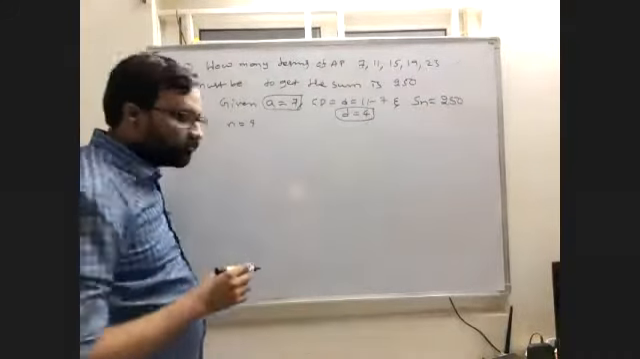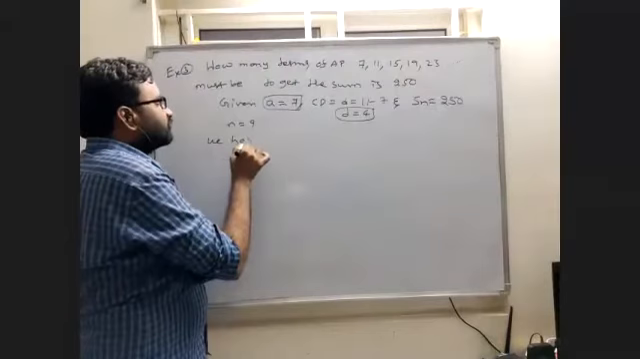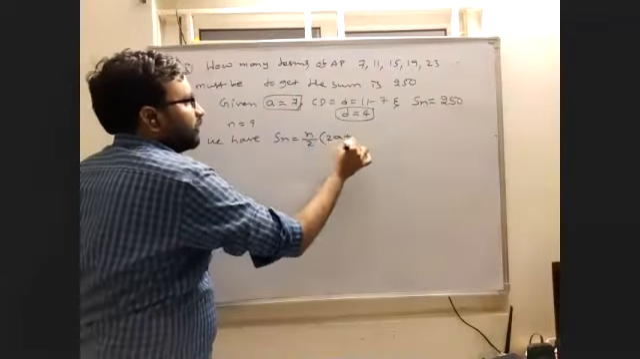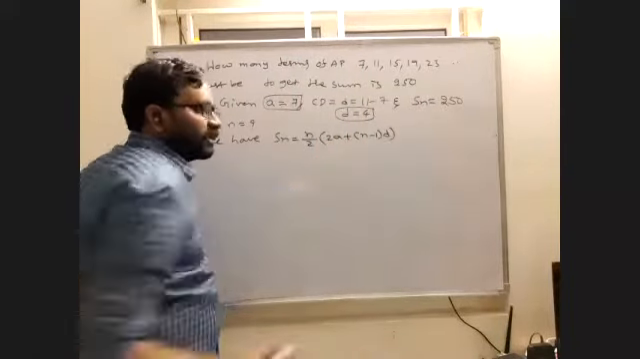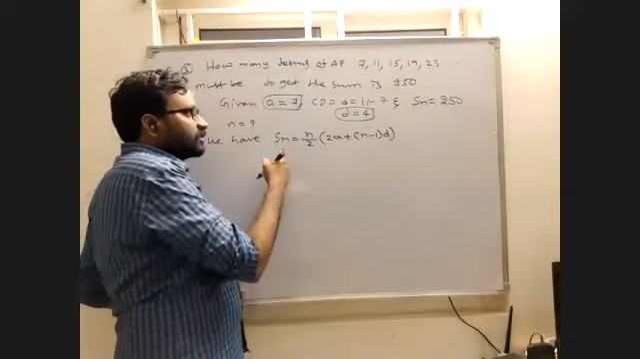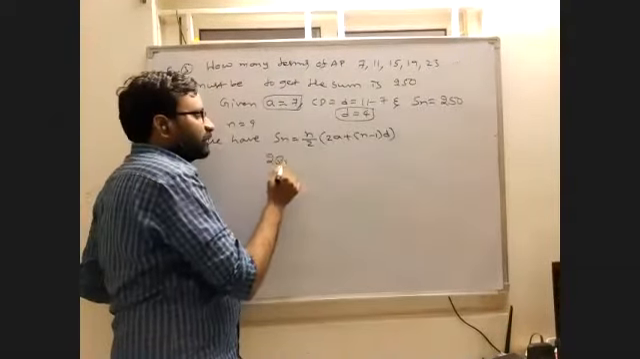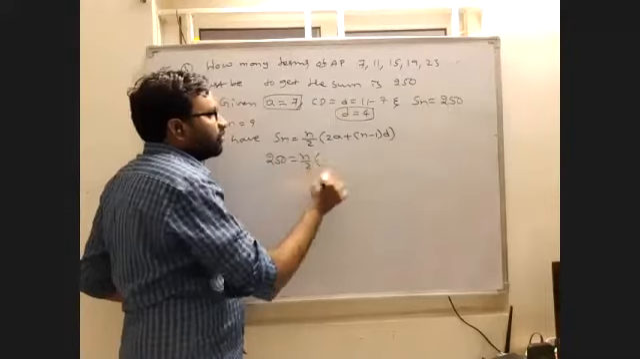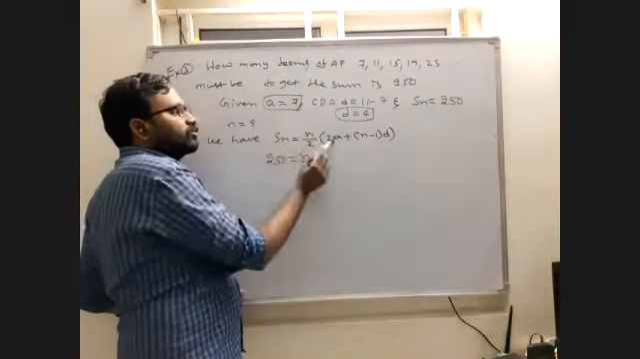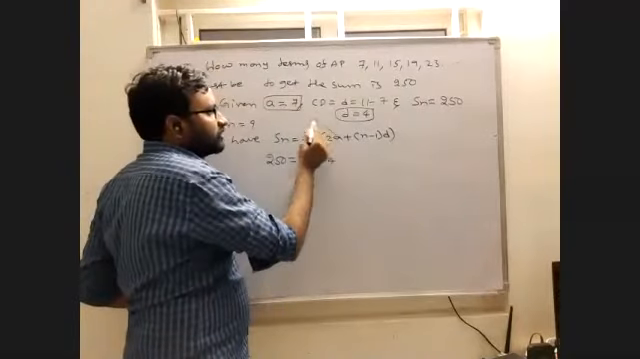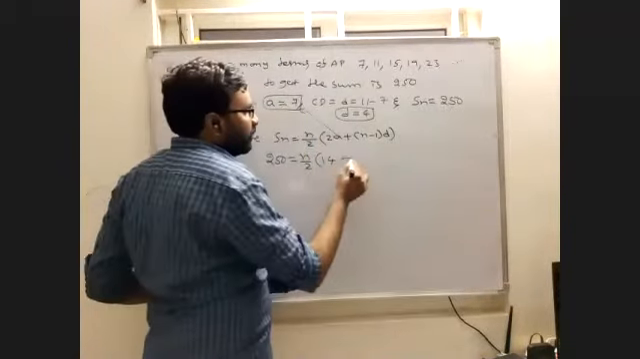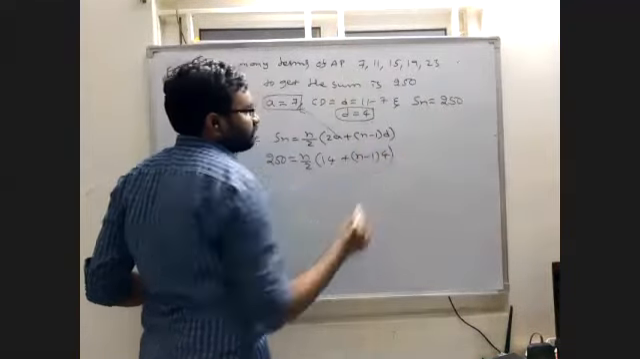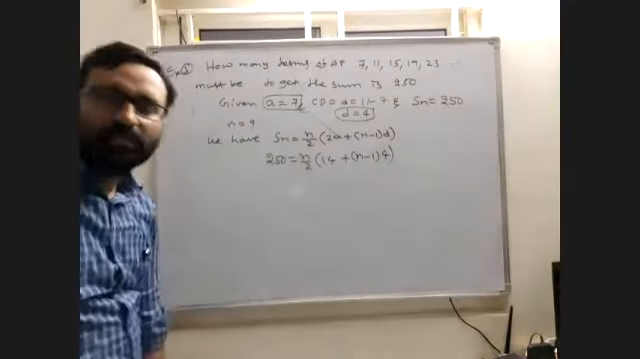Now take the Sn formula. We have Sn is equal to n by 2 into 2a plus n minus 1 into d. Now Sn is 250, equal to n by 2, n is not given, of 2a. A is 7, so 2 into 7 is 14, plus again n, n minus 1 into d. D is given as 4. Now by expanding this, we will get the values of n.